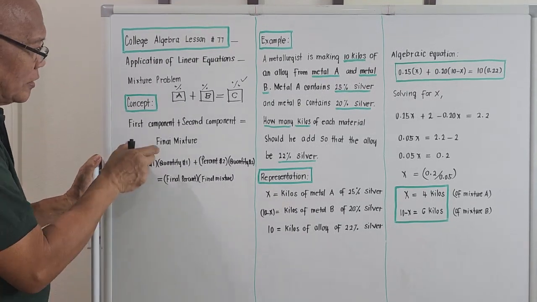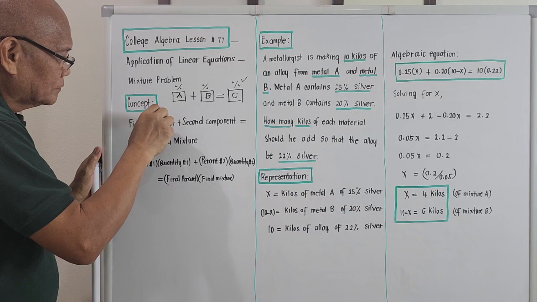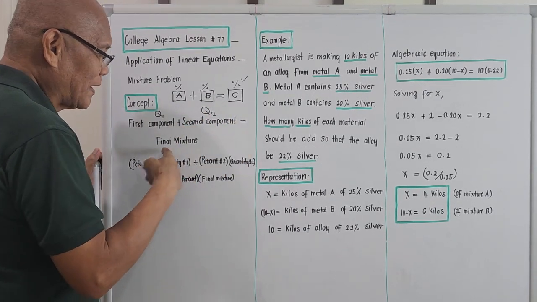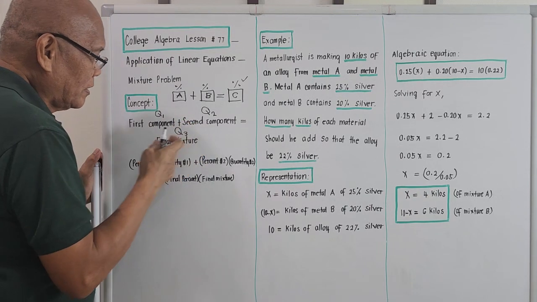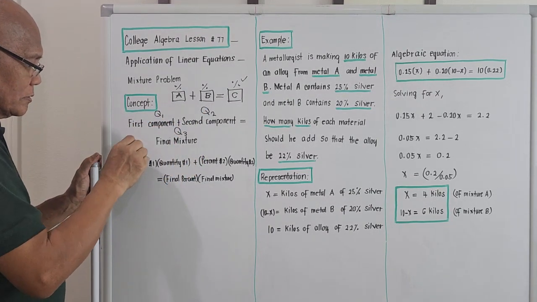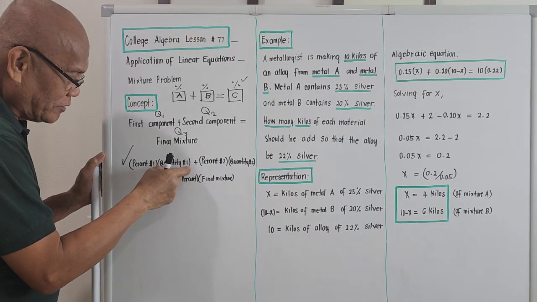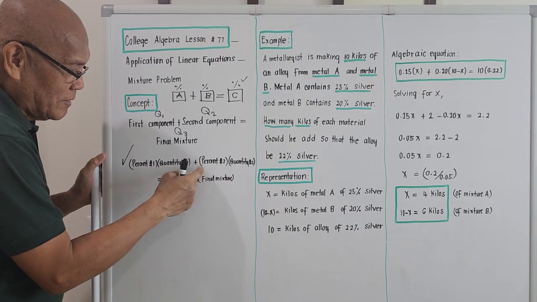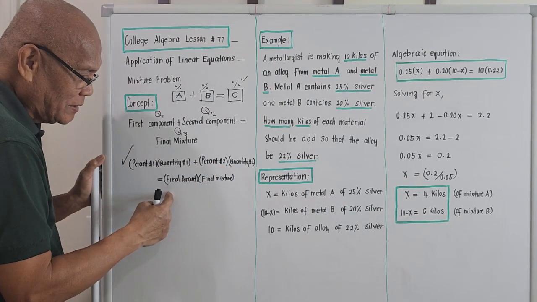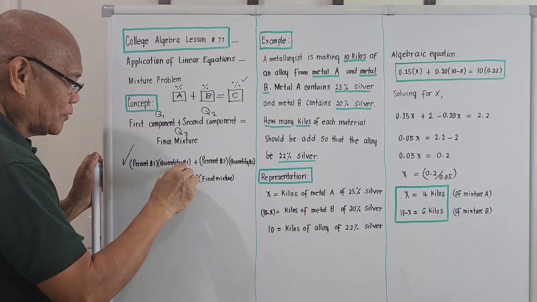Okay, next one. The first component is a quantity. The second component is also a quantity, Q sub 2. And the final mixture will be another quantity with a subscript 3, meaning Q1 plus Q2 is equal to Q3. But in the computation of Q1, Q2, and Q3, this will be the equation: percentage number one times the amount of quantity number one, plus percent number two times the amount of quantity number two, should be equal to the final percent times the total final mixture. So if you want this one to be 100%, you put this one to be 100%.